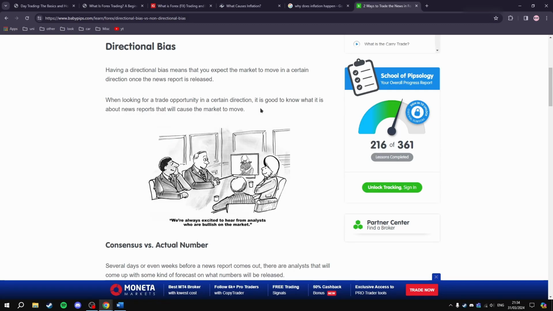When looking for a trade opportunity in a certain direction, it's good to know what it is about the news reports that will cause the market to move.